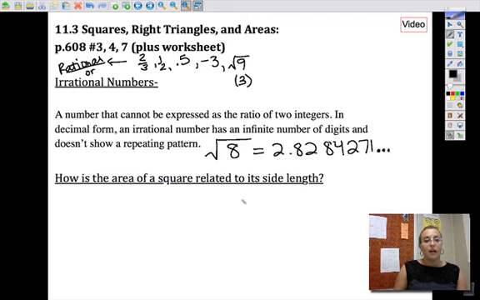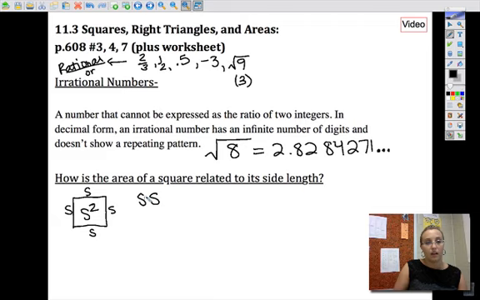Now, how is the area of a square related to its side length? When we look at a square, all the sides are the same. So the area will be side times side, or side squared. So side times side equals area. Actually, let's use an uppercase A.